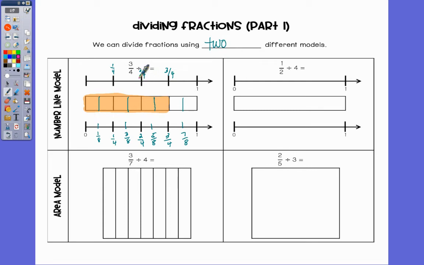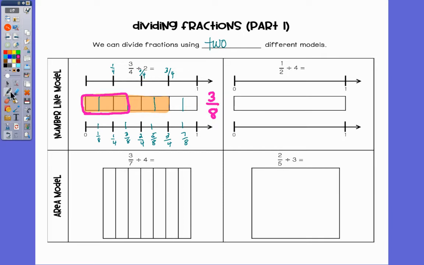So I need to think about just the shaded area, and I need to divide it into 2 even pieces. To get 2 even pieces, I have 1, 2, 3, 4, 5, 6 shaded pieces. So I need to circle 3 of them. So the solution to this problem is 3/4 divided by 2 is 1, 2, 3. That's my numerator. And out of 8 pieces, 3/8.